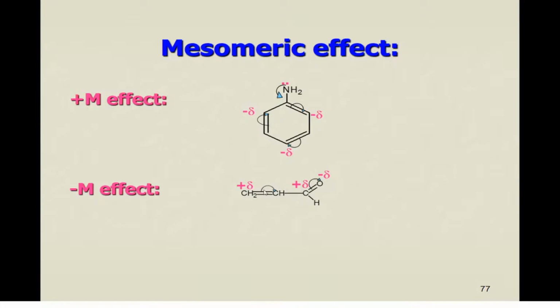It attracts electron density in the same direction, and causes the pi bond here to make the second position carbon minus delta and the last one plus delta. That's why, when we later see addition to unsaturated aldehydes, you will understand why the addition will happen against Markovnikov's rule.